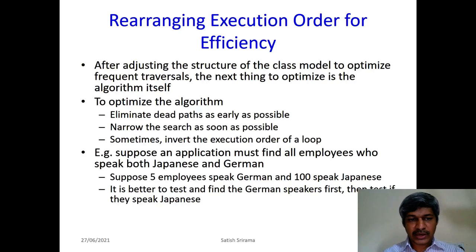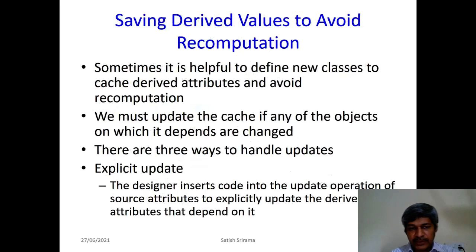First, you optimize the complete design itself, the class design, by adding new associations, etc. Then you try to optimize it further. But when we looked at derived objects, derived attributes and all those things, for further optimization you have to save these derived values to avoid recomputation, because derived attributes mean you always have to recompute them. For that, sometimes it may be helpful to define new classes as well, and you may have to cache these derived attributes and avoid recomputation.